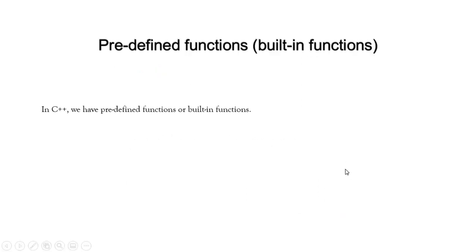In C++, we have two types of functions: the built-in functions or the user-defined functions. The built-in functions are also known as predefined functions. These are functions that we sometimes also refer to as library functions. They come with the language pre-built libraries. These functions are built into C++ libraries.